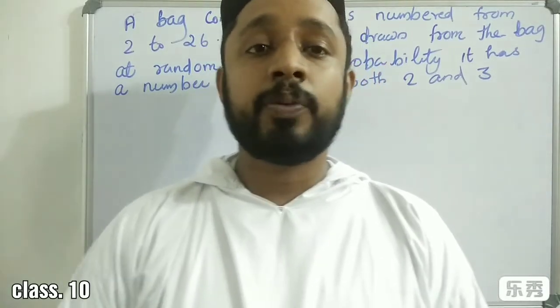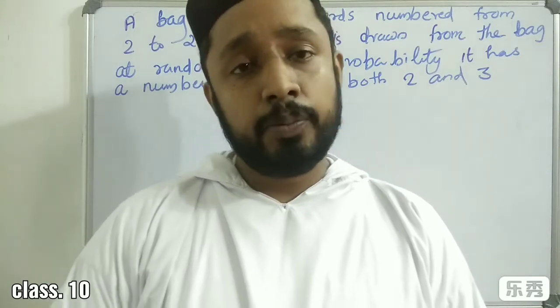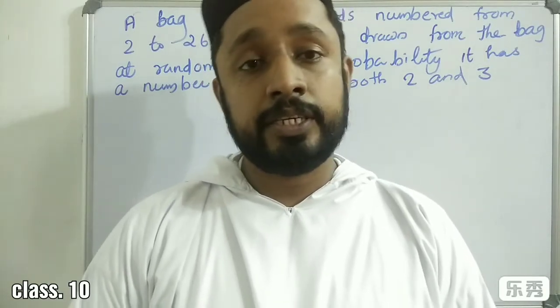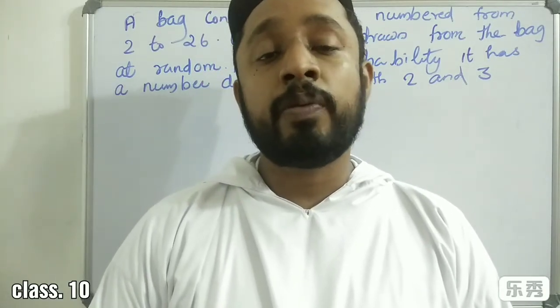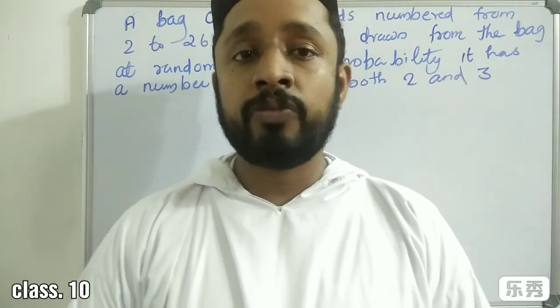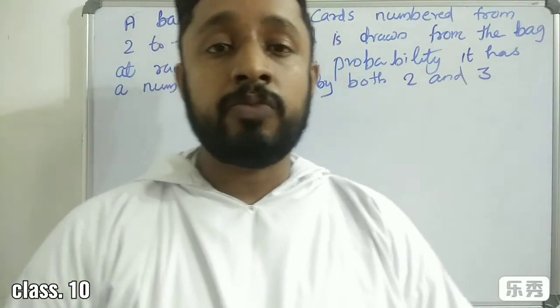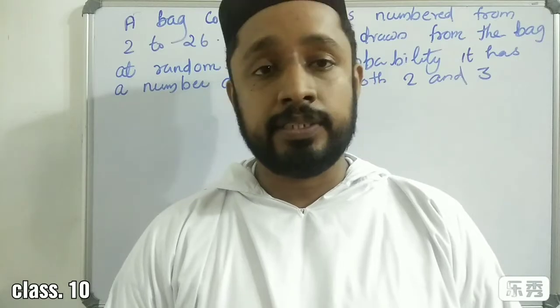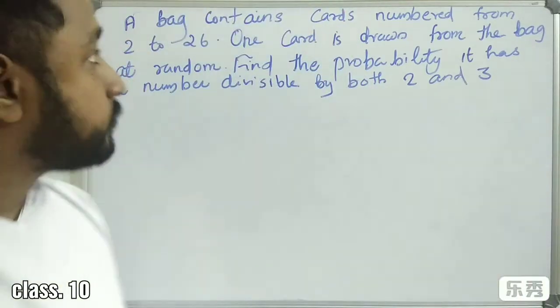We have studied probability of an event. Probability of an event is equal to number of favorable outcomes divided by total number of outcomes, which is the basic formula for finding the probability of an event. Let us discuss some problems.